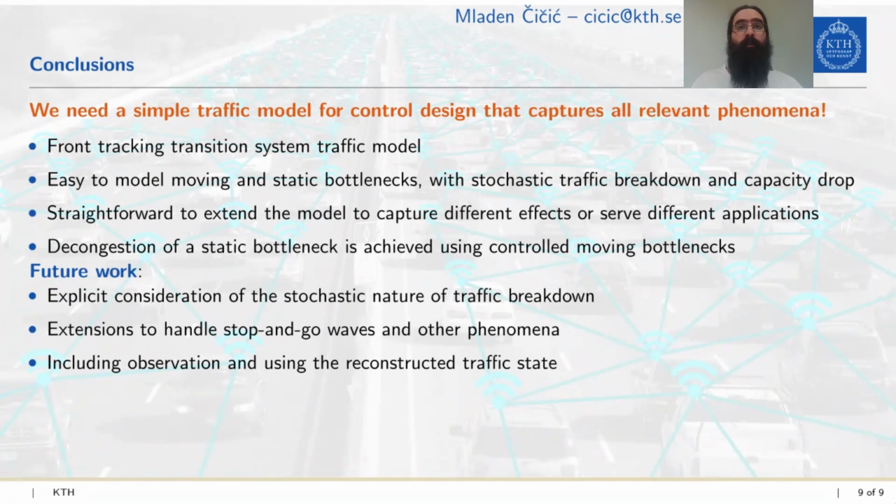So here we were fairly reactionary when it comes to traffic control design, in the sense that we only acted once the traffic breakdown has already happened. One might think of a more proactive control strategy where we prevent the traffic breakdown from happening. And then, for example, it would be interesting to extend this model to capture other phenomena such as stop-and-go waves, and also to include observation and use the reconstructed traffic state instead of the perfect traffic state that we assume that we have available to us while doing control design. And we are actually working on this currently.